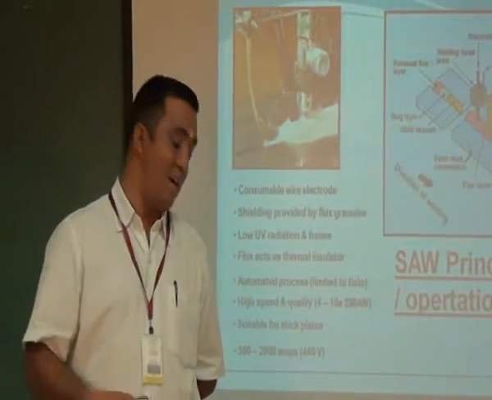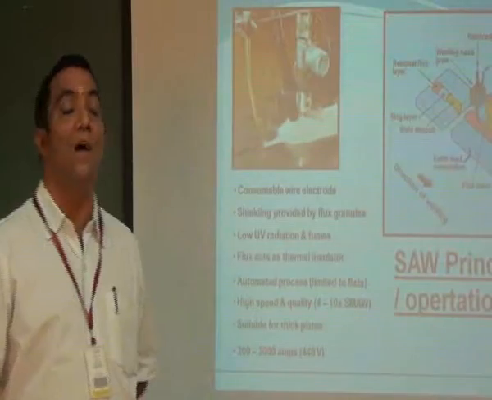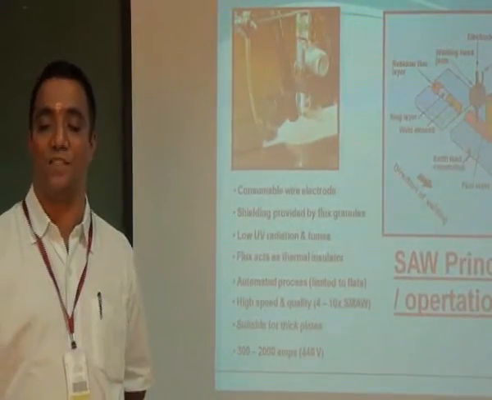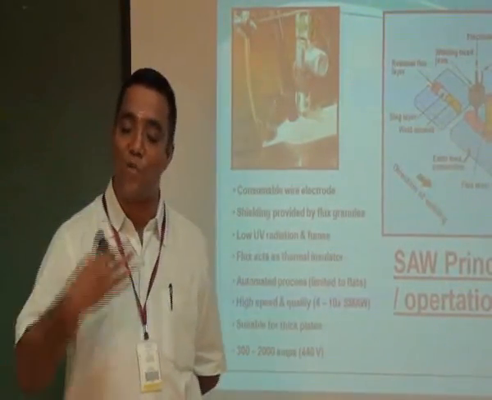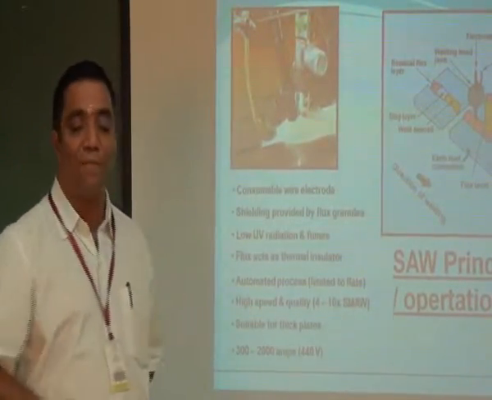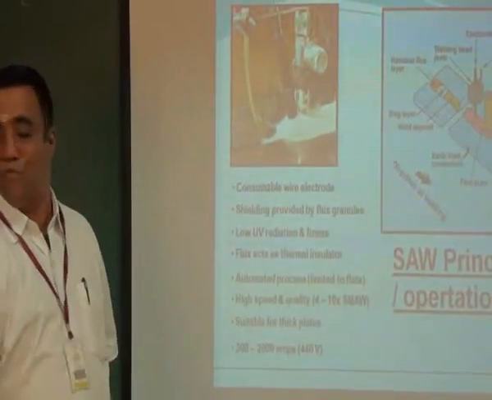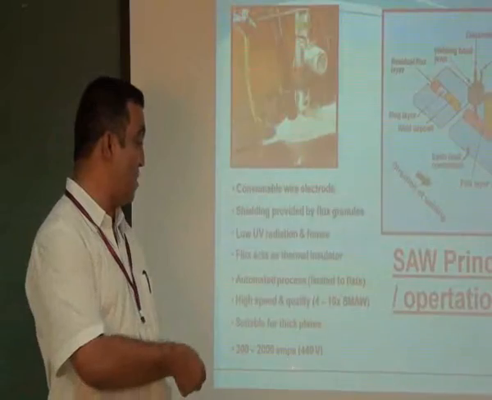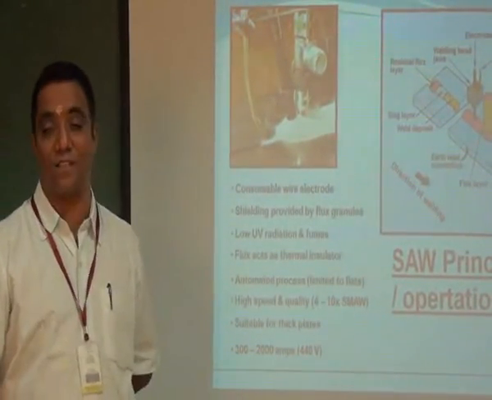When you want to go for thick plates, you have to compulsorily use this submerged arc welding process, because it produces high energy. A large amount of metal and filler materials can be melted in a short time, and there is only a partial melting of the flux, so there are no fumes also, and also the deposition rate is very high because of this high current, and these are some of the advantages.